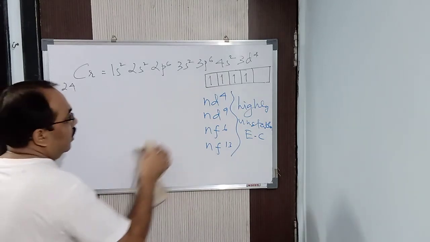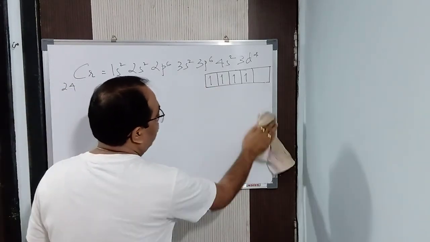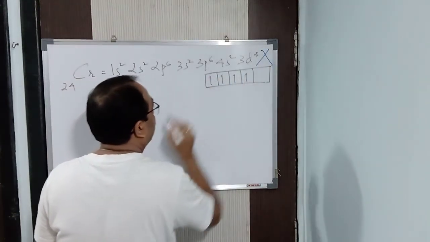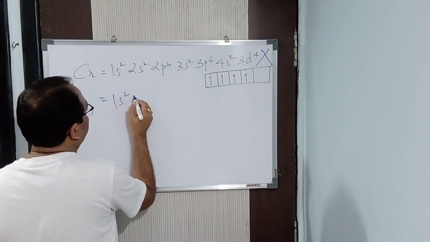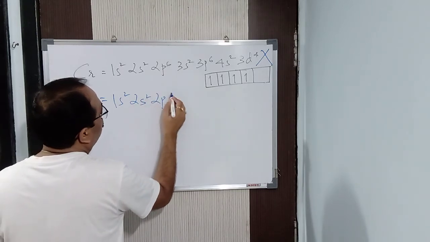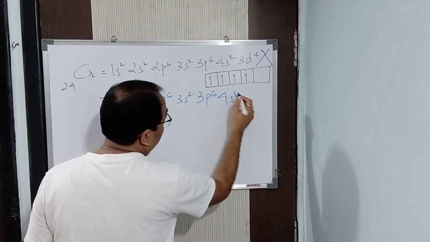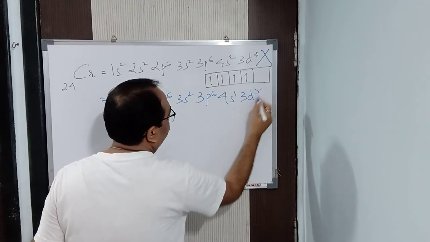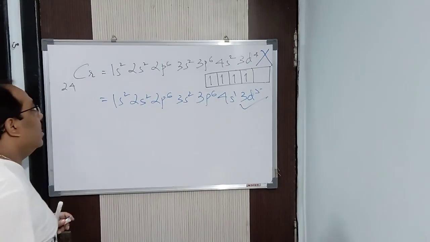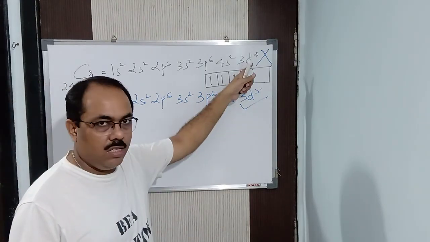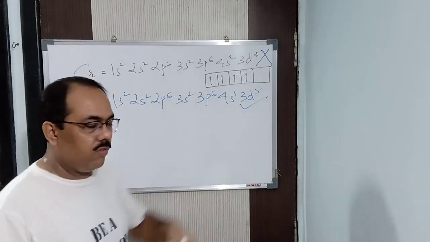Then what is the correct electronic configuration? Is this correct? No, this is wrong. Then what is correct? The correct is 1s2, 2s2, 2p6, 3s2, 3p6, 4s1, not 4s2, 4s1, 3d5. This is correct. So if I ask you to write the electronic configuration of chromium, you will write this, not that. If you write that, it is wrong. Understood the reason why it is so.